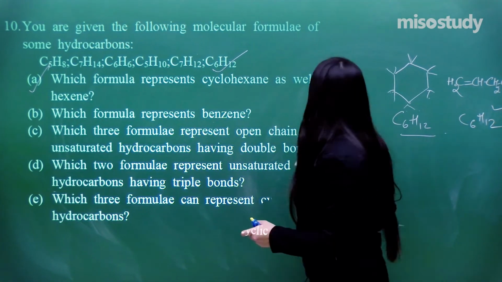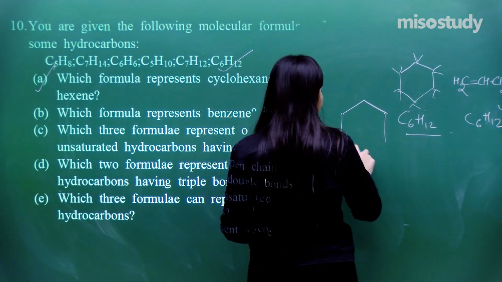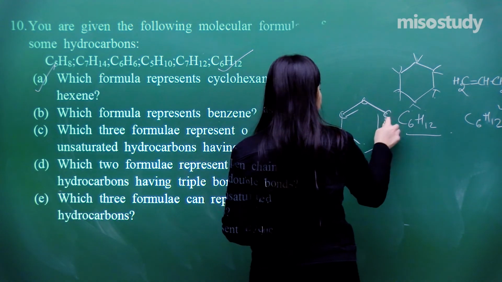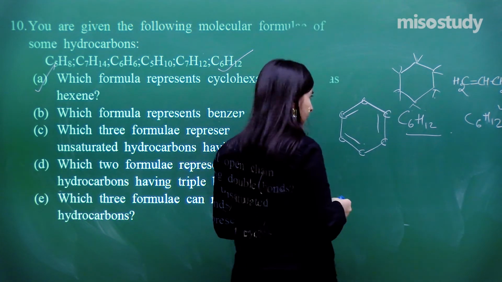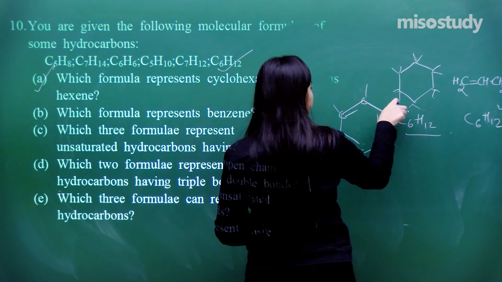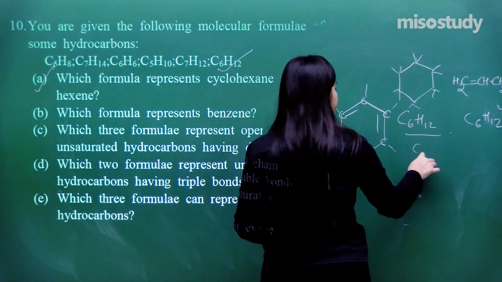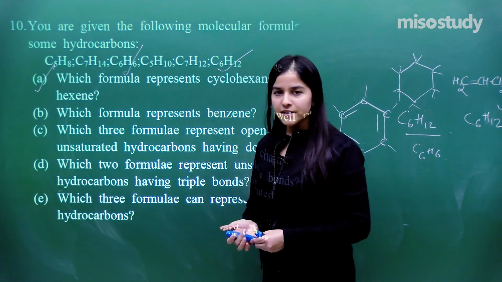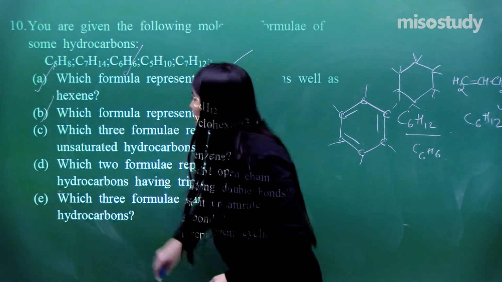Which formula represents benzene? Benzene we know. I told you the structure for benzene. This has carbons at the corners and hydrogens only one each. That means C6H6 is the formula. C6H6. Done? B part done.